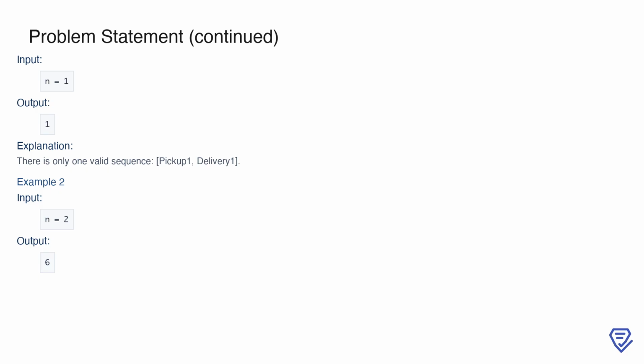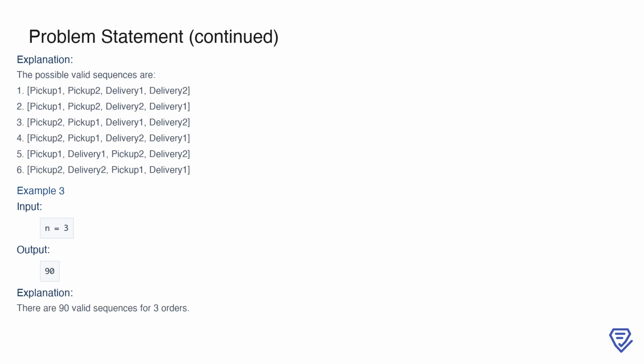Let's look at a couple of examples to make the problem clearer. If we have just one order, where n equals 1, there's only one valid sequence, first the pickup, then the delivery. So, the output in this case is simply 1. Now, consider the case when n equals 2. Here, we have two orders, and there are multiple ways to arrange the events while ensuring that each pickup occurs before its corresponding delivery and that no delivery happens out of order. The output for this case is 6, indicating 6 valid sequences.